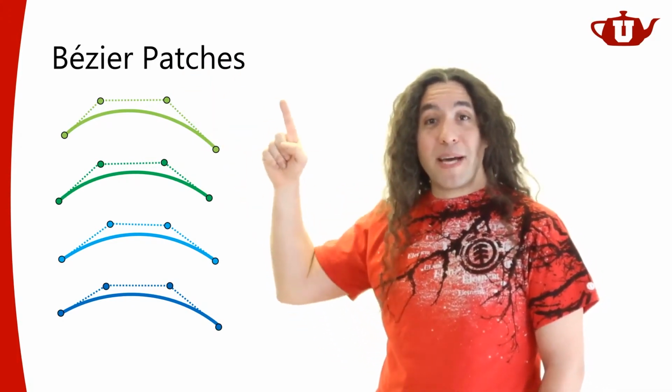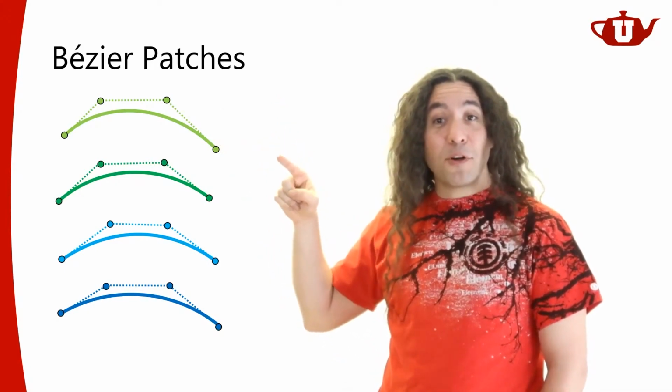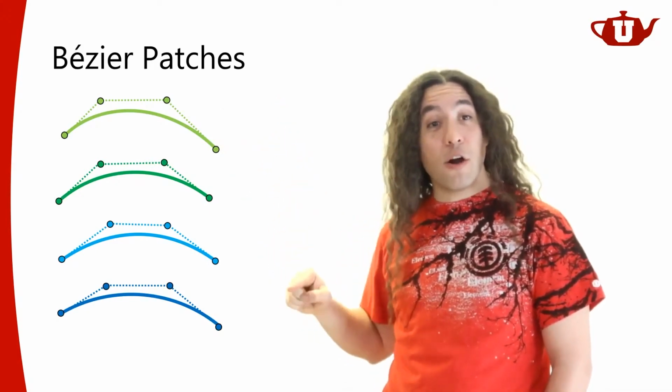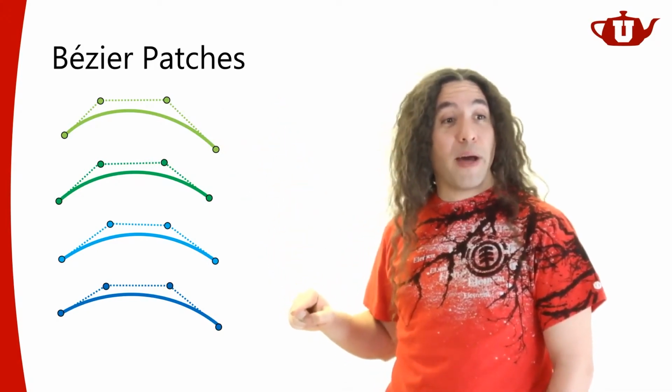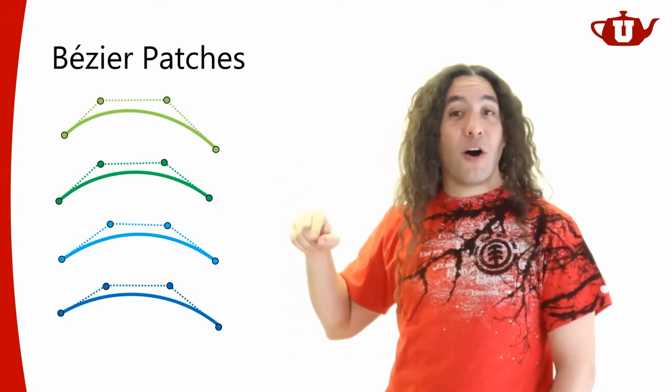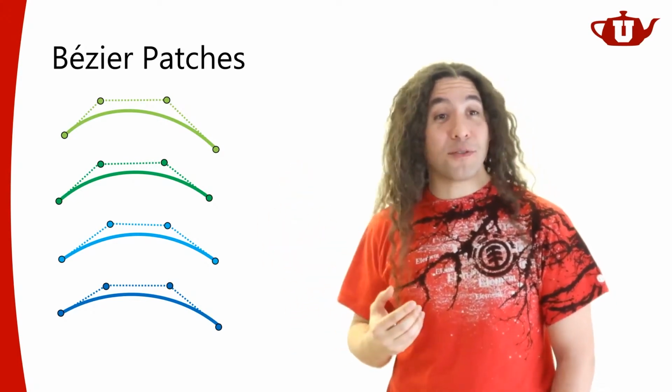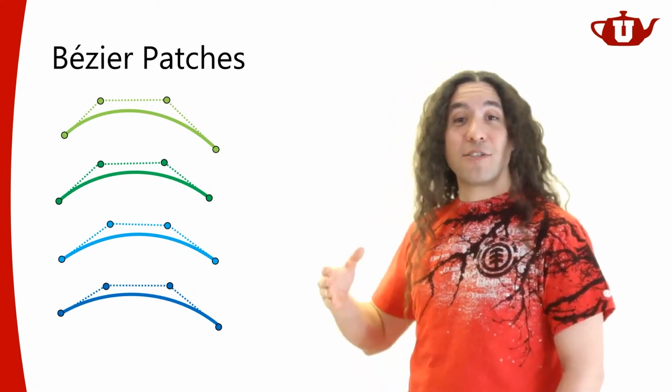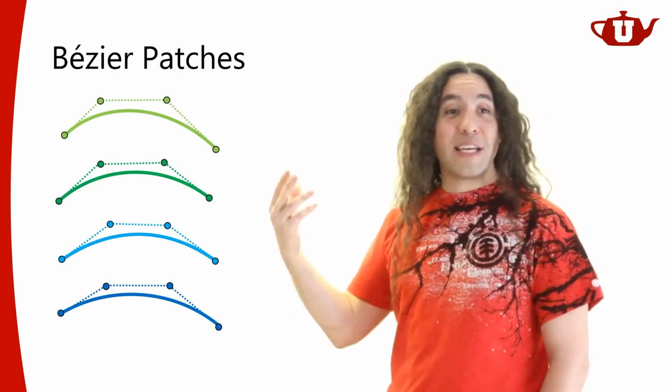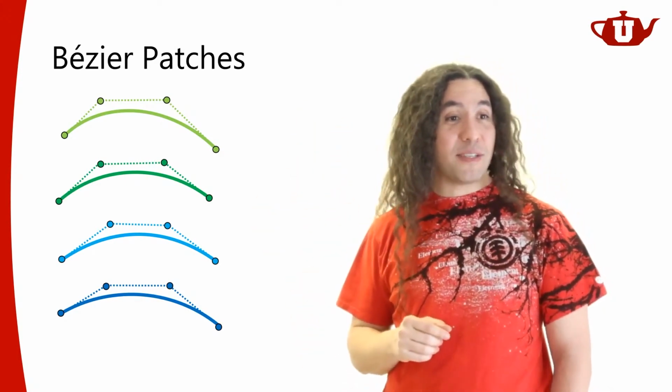Now, for generating a Bezier patch, I'm going to take 4 Bezier curves, and I'm going to form a weighted average of 4 Bezier curves. And the weighted average of these 4 curves is going to give me the surface.